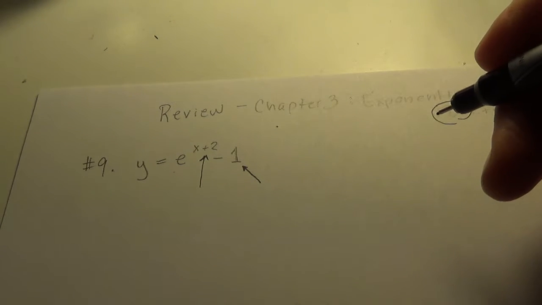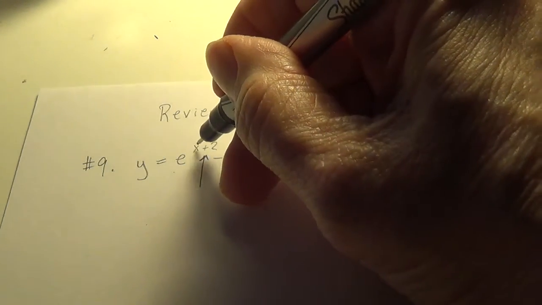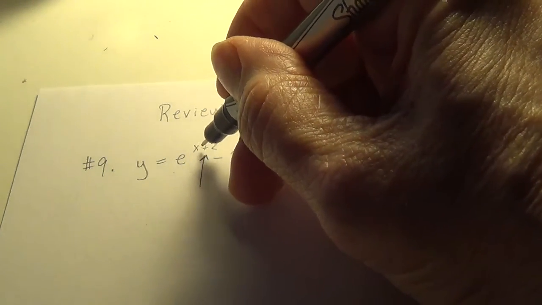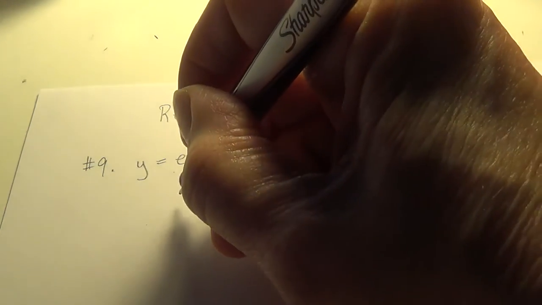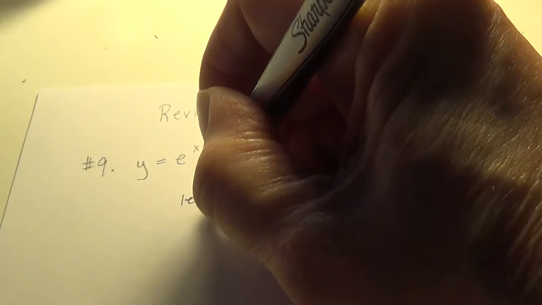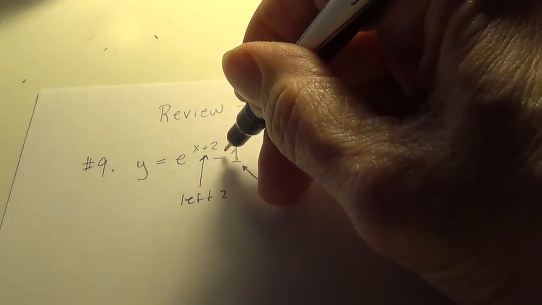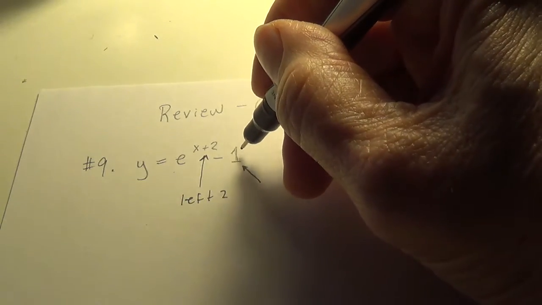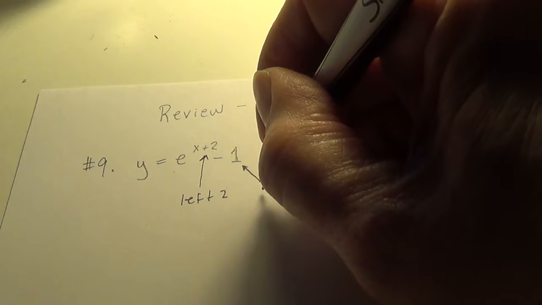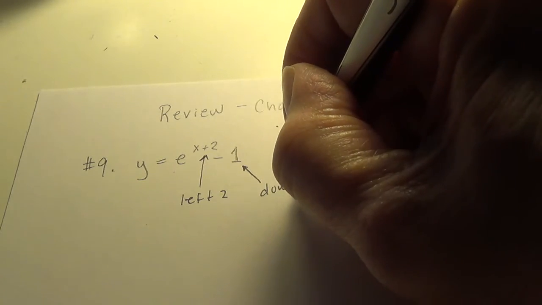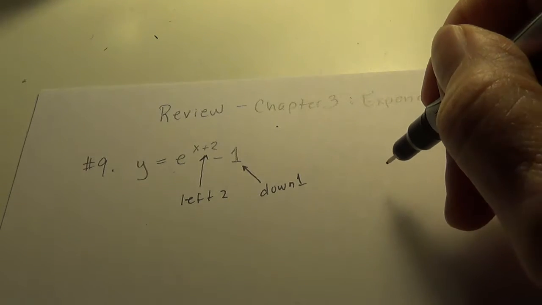Alright, here we are with the answer. Recall when the plus 2 hugs the x inside the argument, right next to the variable, it's a left right, and this one happens to be a left 2. And when the change or translation is outside of the function, it will be an up-down. So we recall e to the x. I'll graph that first.